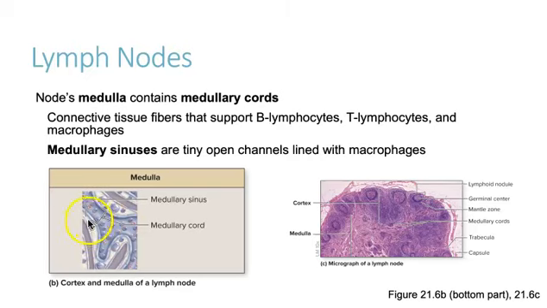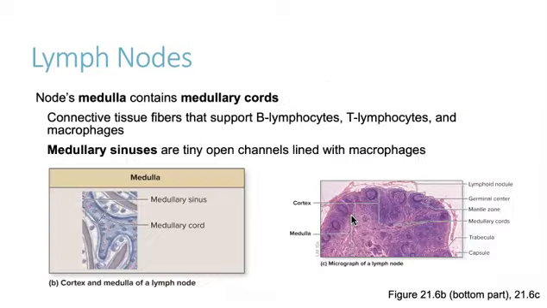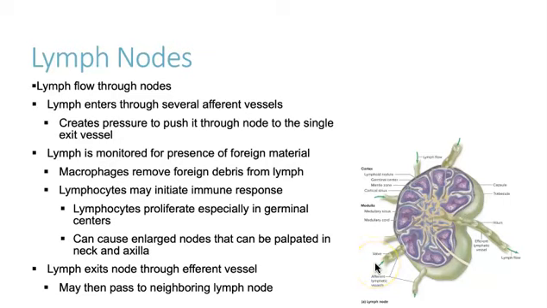The medullary sinuses, which are just outside of that, are going to be tiny open channels that are lined with macrophages, similar to that of the cortical sinus here. So let's go back to the flow of lymph.